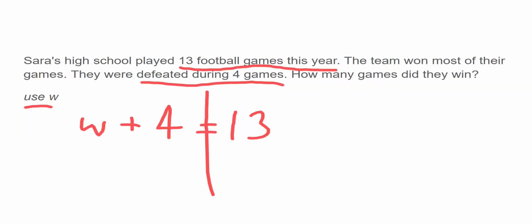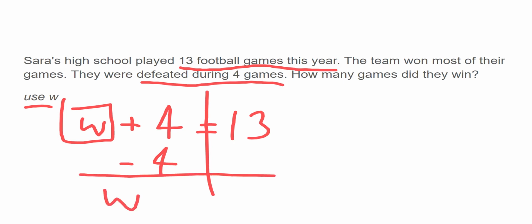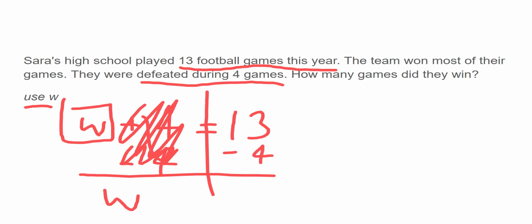And now we're going to solve it. Draw my river, box of my variable. I'm left with plus 4. So instead, I'm going to do minus 4. I'll be left with W by itself because this is going to cancel out, right? Whenever we do the inverse or whenever we do the opposite, it cancels out. And then on this side, I'm doing minus 4. So 13 minus 4 equals 9. Is that right? Yeah, that's right. So W equals 9, meaning that they won 9 games out of the 13 games that they played this year.